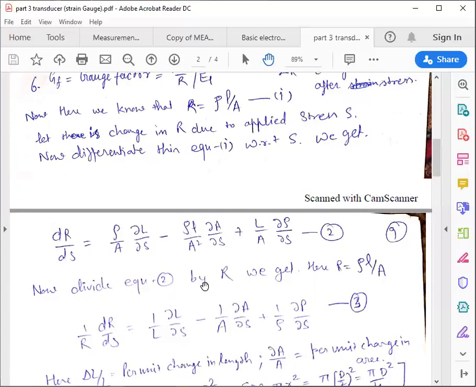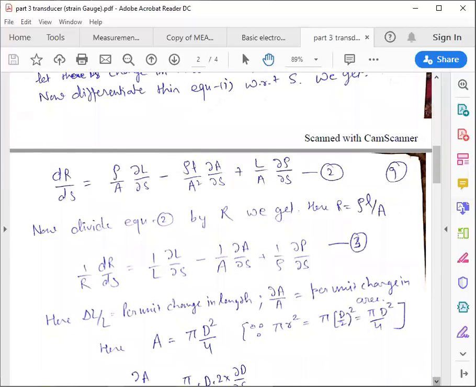Now divide this equation throughout by R. R is equal to rho L by A. If we divide this equation by R, it will be 1 by R dR by dS is equal to, if this term is divided by rho L by A, rho by A cancel out, it will remain 1 by L del L by del S, minus; this term will be divided by rho L by A. Here we get 1 by A del A by del S, plus now this term will be divided by rho, we get 1 by rho del rho by del S. This is my equation 3.